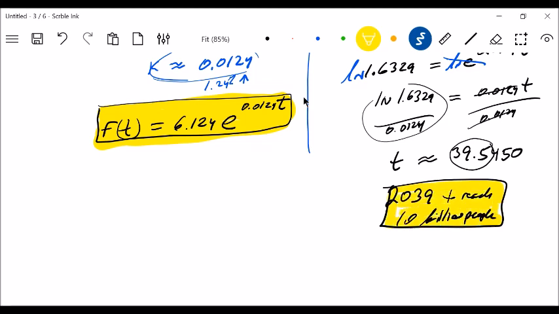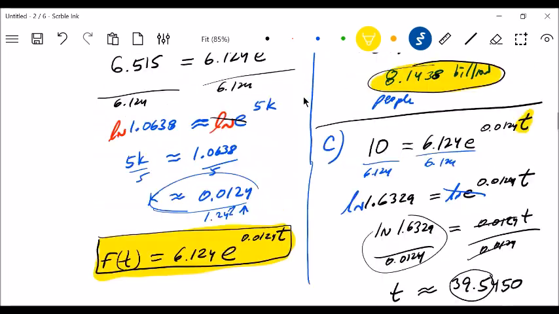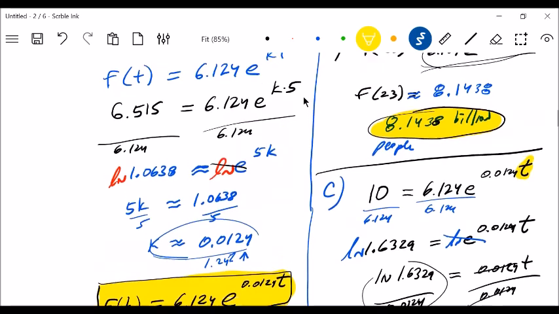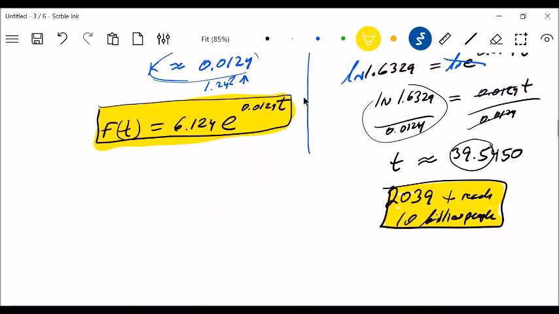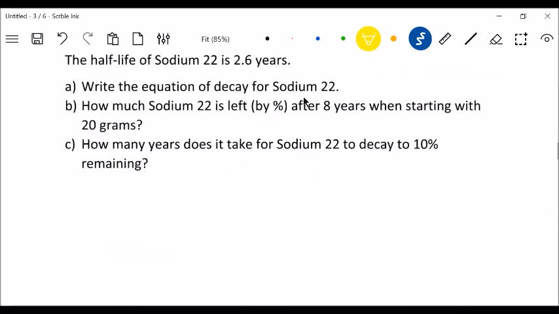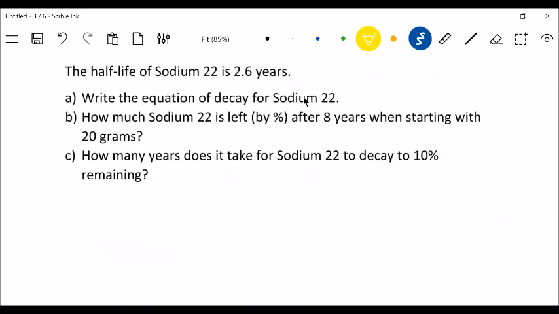So we have our answers for this problem. The equation with correct k, 8.14 billion in 2023, and 2039 to reach 10 billion people. Let's take a look at a different problem now. Next two problems are similar. This one's a half-life problem.